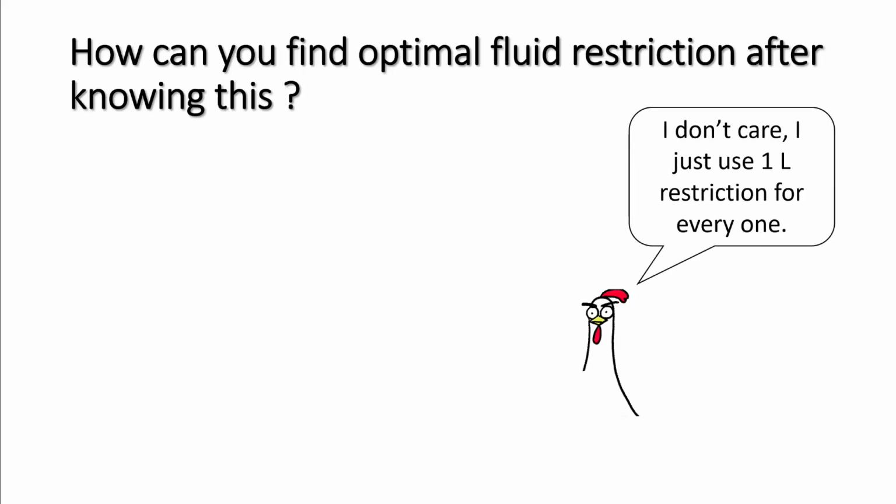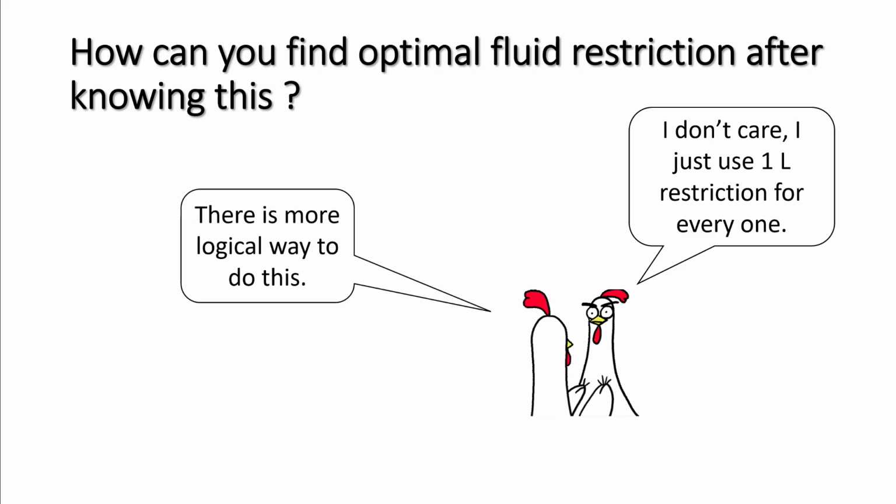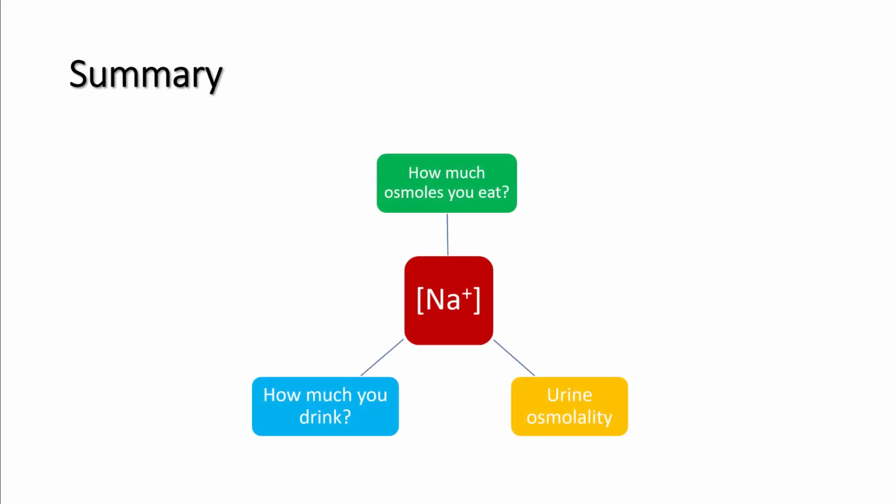So how can you find optimal fluid restriction after knowing what you just learned? A lot of us will use a random number like 1 or 2 liters for fluid restriction for everyone. However, there is a more logical and scientific way to do this. We'll discuss this in our next lecture. So in summary, your sodium level depends upon 3 factors: how many osmoles you ate, how much water you drank, and how was your urine osmolality. Thank you.